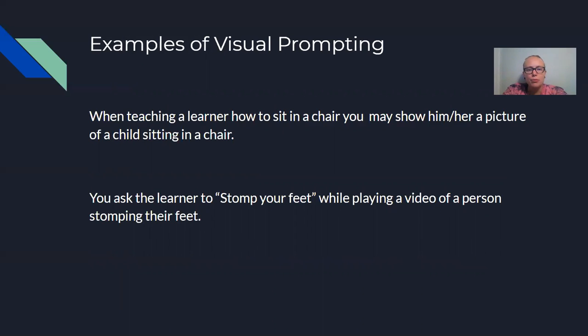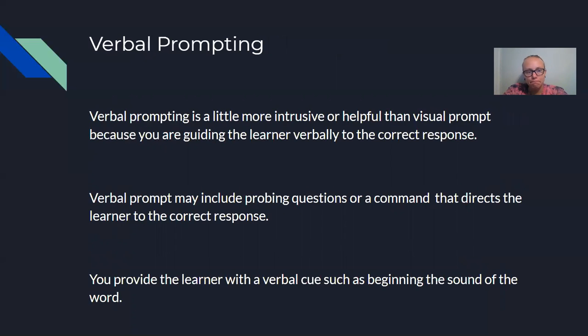Some examples of visual prompting include when you're teaching a learner how to sit in a chair, you may show them a picture of a child sitting in a chair to help him make that connection and to show him what response you're desiring from him. You may ask the learner to stomp their feet while you're playing a video of a person stomping their feet. This would be an example of visual prompting.